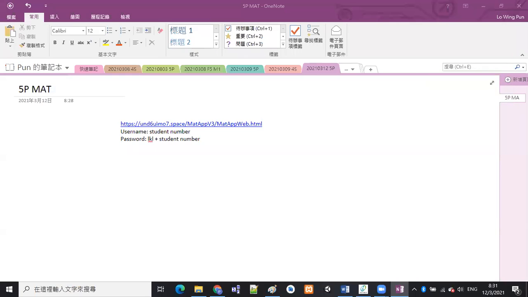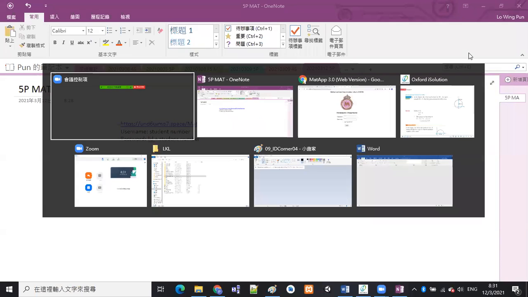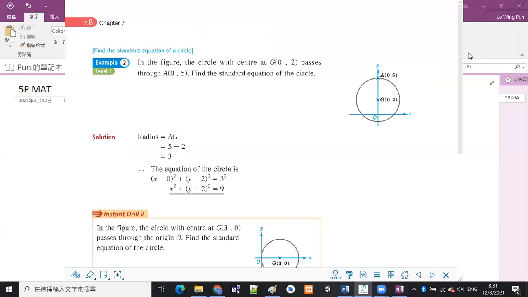So yesterday we started the new chapter, chapter 7, which is about the equation of circle. It is all about coordinate geometry, and we did a few revision exercises about the equation of straight lines, the distance formula, the slope formula and so on. Today we will focus on finding the equation of circle.